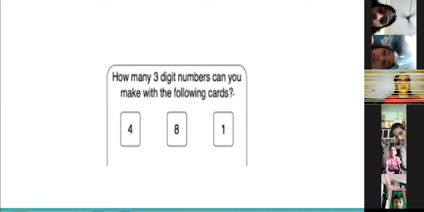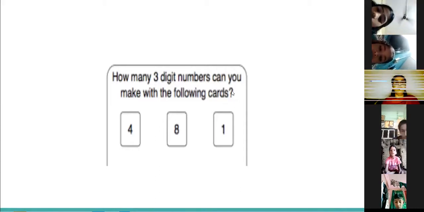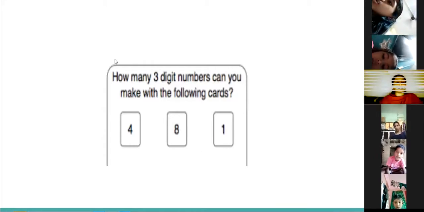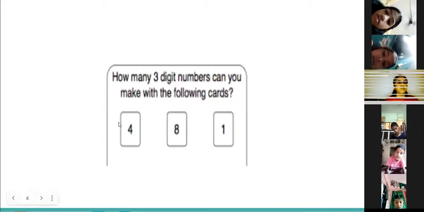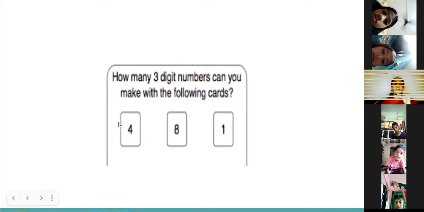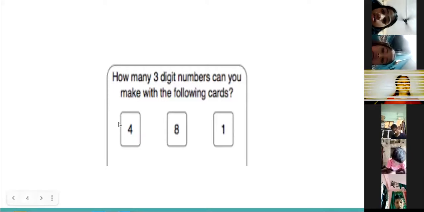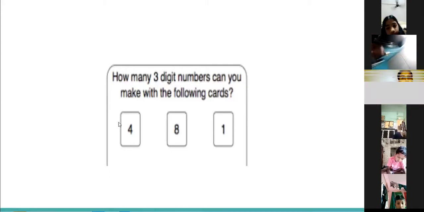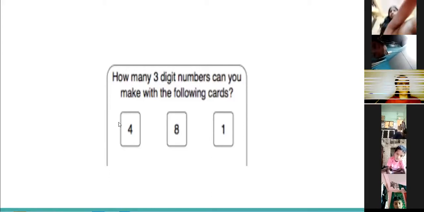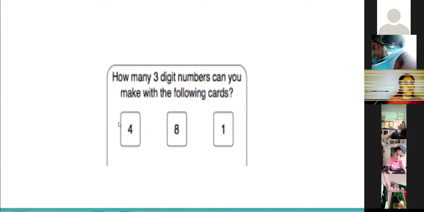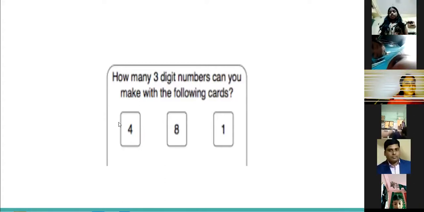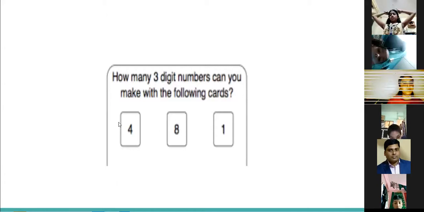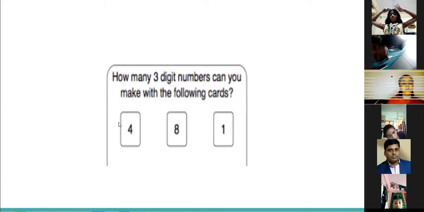814, 134, 134. Harsh, check. There is no 3 in this card. You have only 3 cards: 4, 8 and 1. 814, 841, 184, 148, 418. Okay, Joy has given us 4 to 5 numbers. Tanishka has given us 814, 841, 184, 148, 418.